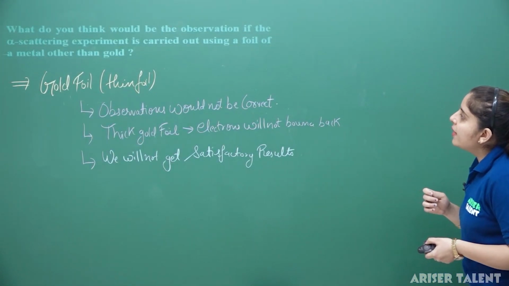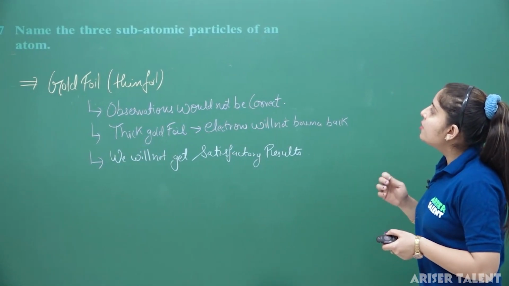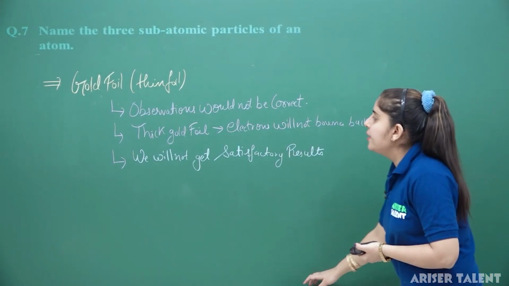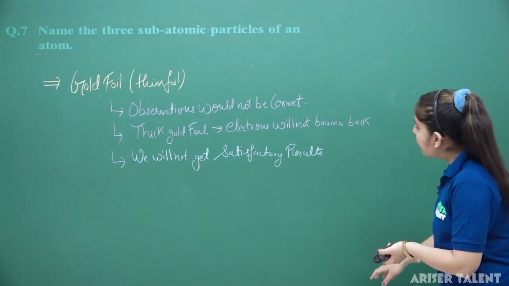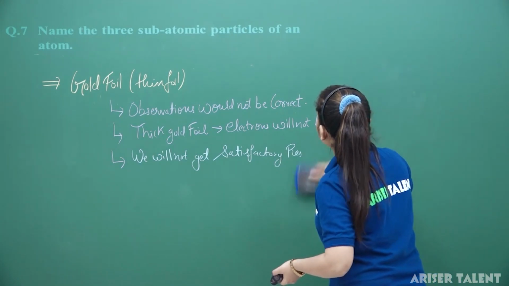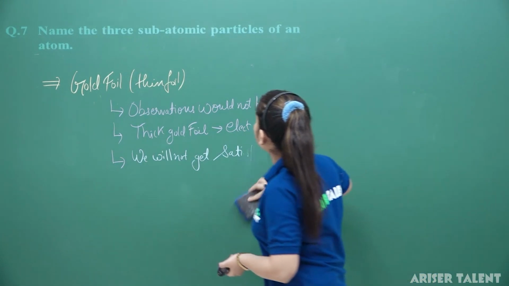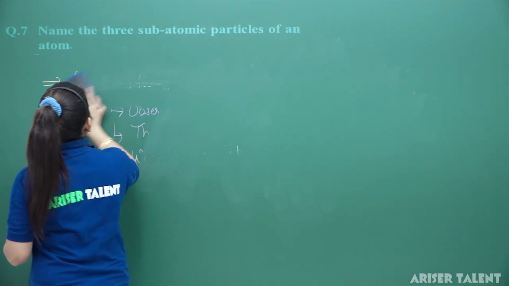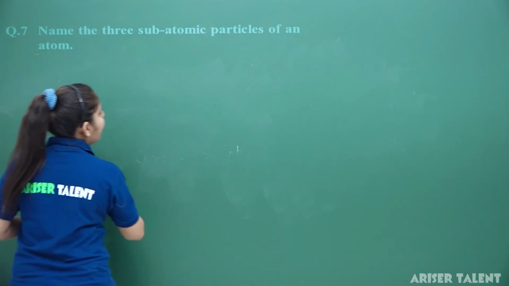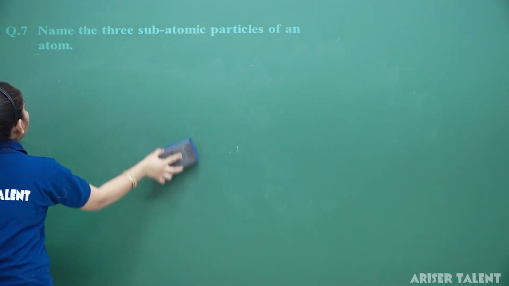Now, we are with our next question. Name the 3 subatomic particles of an atom. We have 3 subatomic particles of an atom according to the Rutherford's model of an atom, that is electron, proton and neutron. So the correct answer will be electron, proton and neutron.